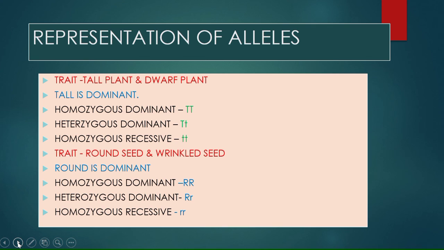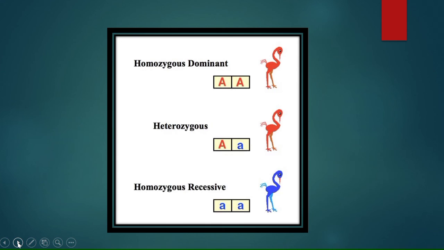There is another example given. Trait is round seed and wrinkled seed. Round is dominant. So homozygous dominant is written as capital R capital R. Heterozygous dominant is written as capital R small r, and homozygous recessive is written as small r small r.